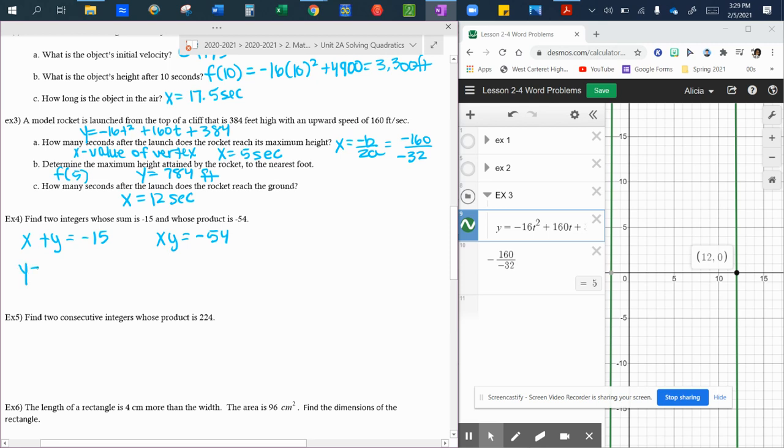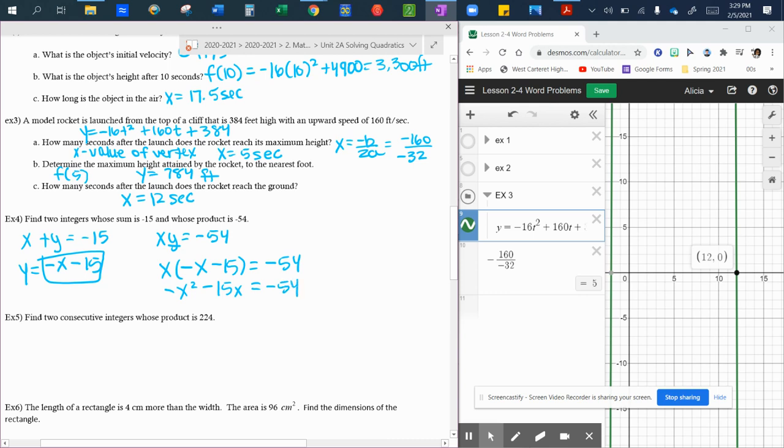So I'm going to solve for y by subtracting x, and then I'm going to replace this value here for y. So y is negative x minus 15. And now I have a quadratic. Negative x squared minus 15x, and this equals negative 54.